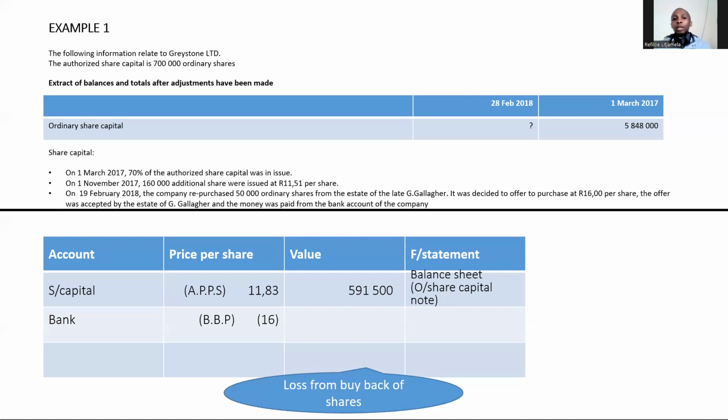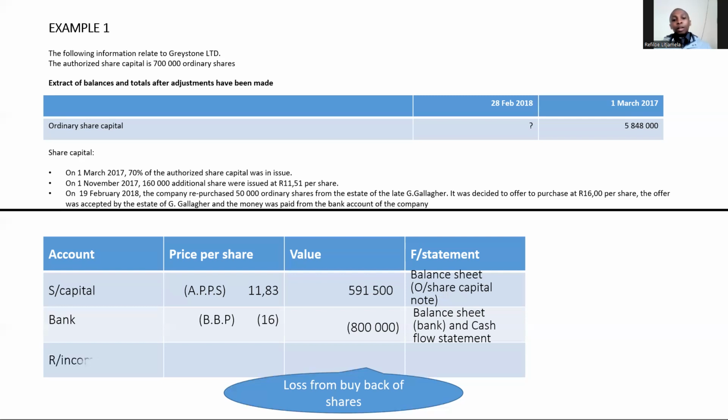So when you take the buyback price and multiply by the number of shares that were bought back, you will get 800,000. This 800,000 is money leaving your bank account. It reduces the bank account. And that's why we're going to record it in your cash and cash equivalent. We minus it from our bank account in cash and cash equivalent. And when we prepare the cash flow statement, this amount will be regarded as a cash outflow in the cash flow statement under financing activities.